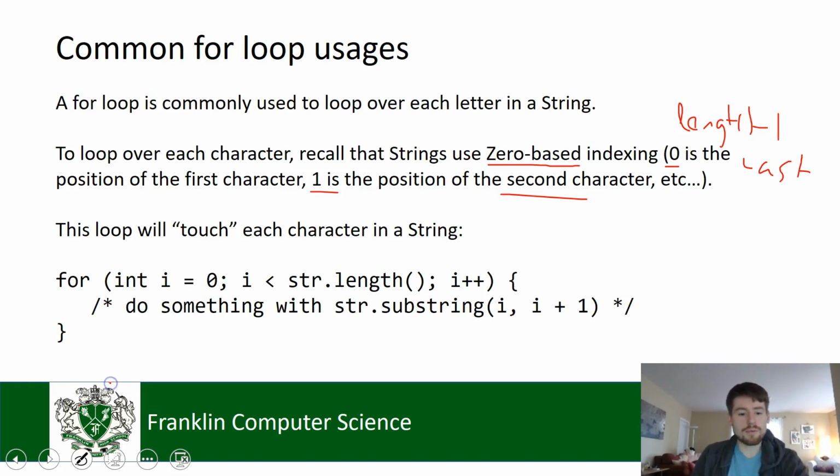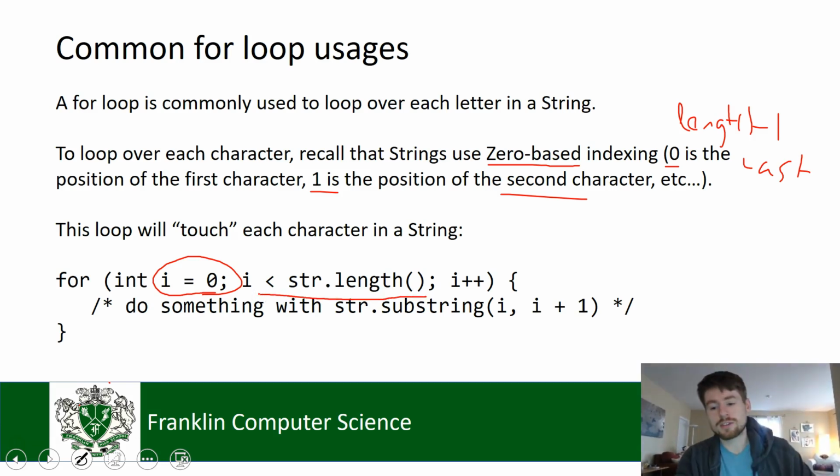So let's try to break down this loop and see if we would in fact get through all of the letters, and we can do this with a particular example. First and foremost, we do start off at 0 every time because that's going to be the first letter in the string, and we go strictly less than the length of the string. Because the last letter is 1 fewer than the number of characters, we want our for loop to stop when we get to the letter that's 1 less than the length.